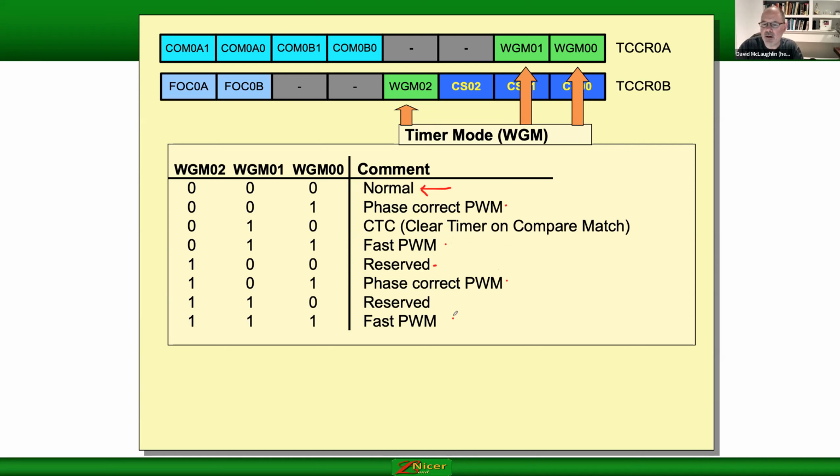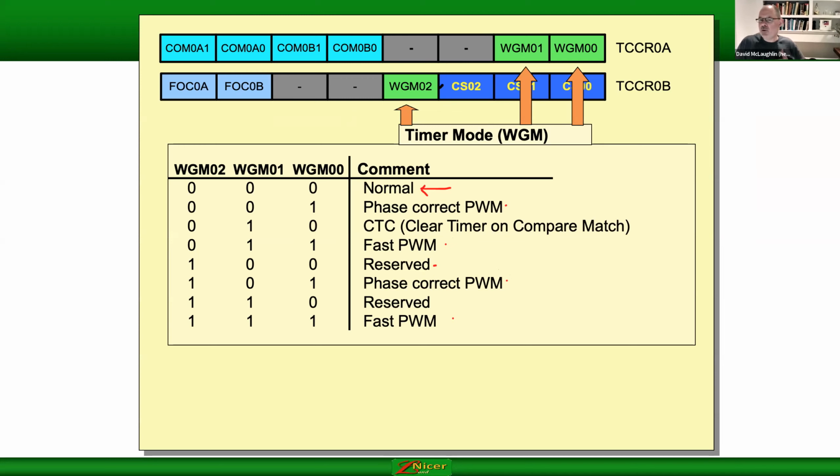We'll talk about those on Monday. But for right now, all we want to do is use the normal mode. And so the way the mode gets configured, you tell this counter which mode you want by specifying these 3 bits, WGM 02, 01, and 00. And they happen to be spread across 2 different registers.